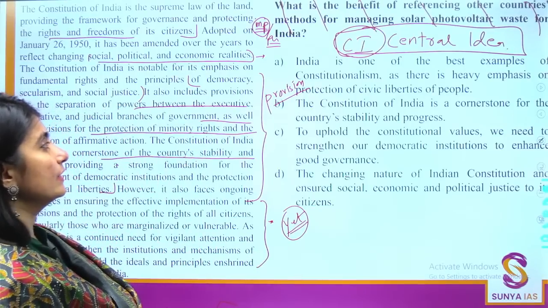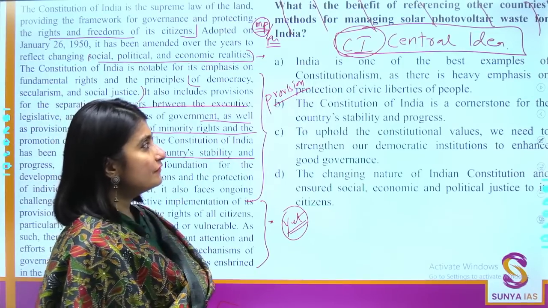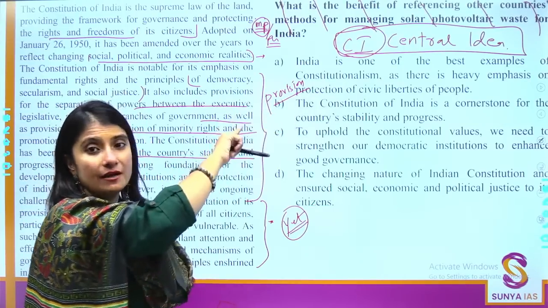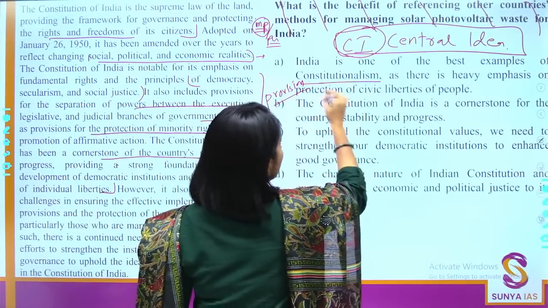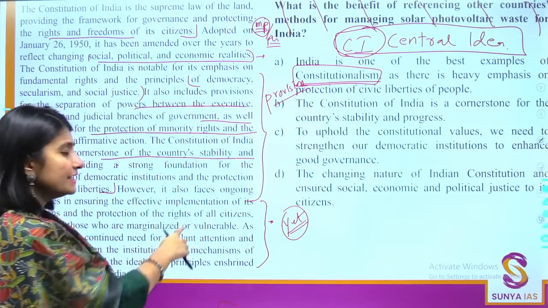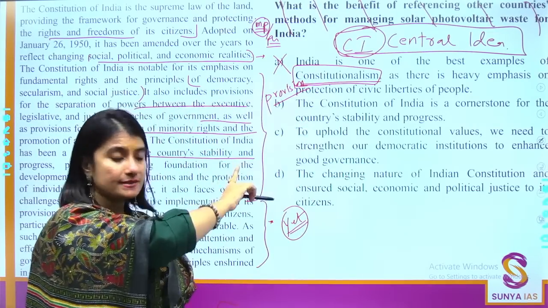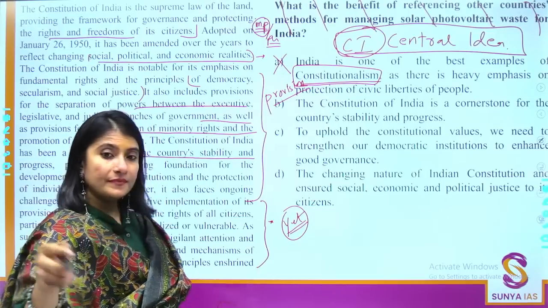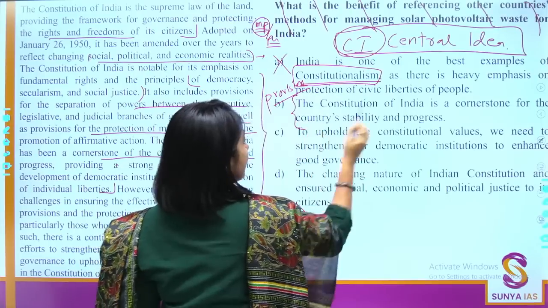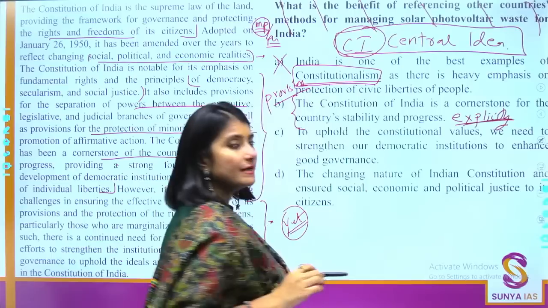Okay, let's read the first one. India is one of the best examples of constitutionalism as there is heavy emphasis on protection of civil liberties of people. This is a peripheral idea, plus it is going to the constitutionalism, and constitutionalism means limited government. Here we are saying that we are having a tough time implementing the provisions. So this is going against what is written in the passage technically. Okay, next. The Constitution of India is cornerstone for the country's stability and progress. Explicitly mentioned. So what do we do with the explicitly mentioned statements? We eliminate them.